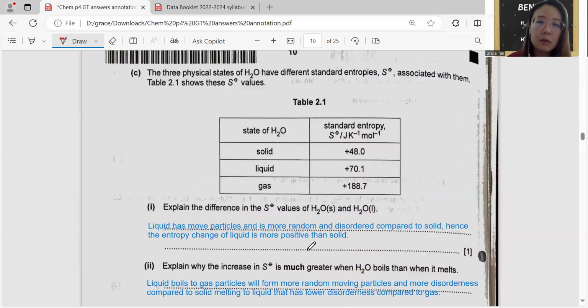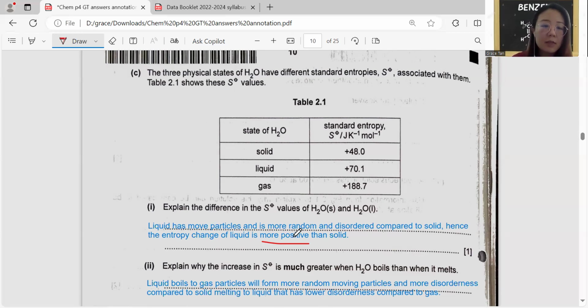There are 3 physical states of H2O, and they give you the standard entropy data. Explain the difference in the entropy values of the solid version and the liquid version. So I said liquid has moving particles and is more random and more disordered compared to solid. Hence, the entropy change of liquid is more positive than solid. It's more positive, not higher. Not endothermic. Endothermic, exothermic is only for delta H. The rest is called more positive, more negative.